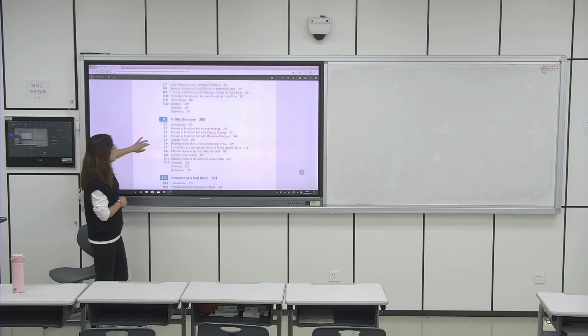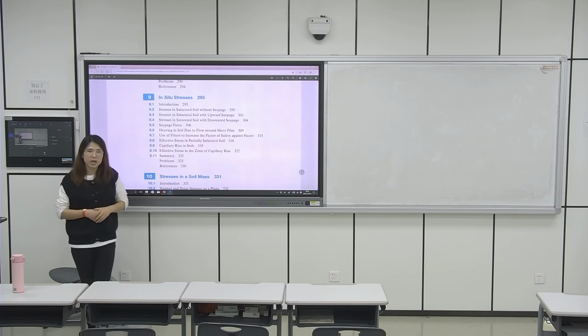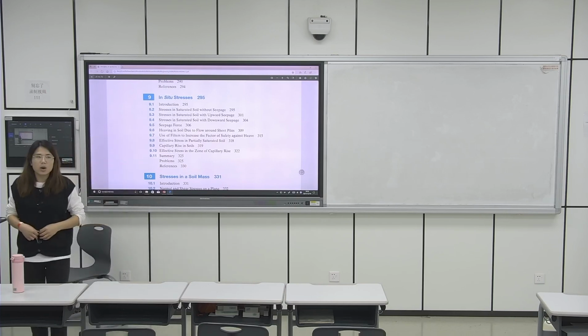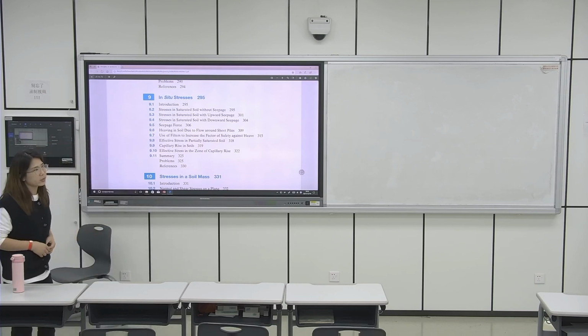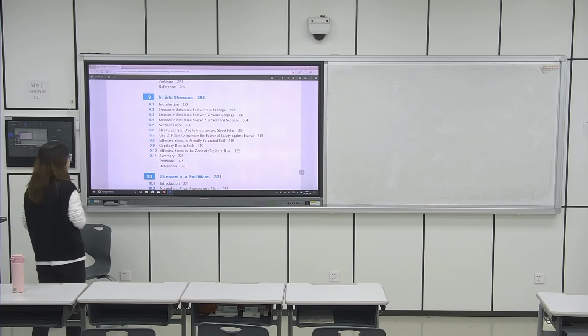Let's see in situ stress. We learn in situ stress because if you want to calculate settlement or shear stress of a soil, first you need to know what the overburden stress is, right? How much the overburden stress is.